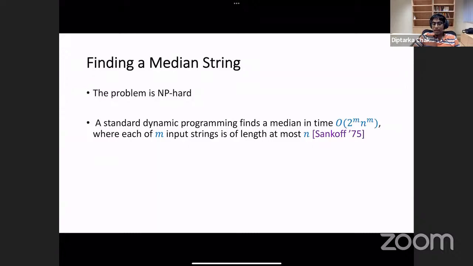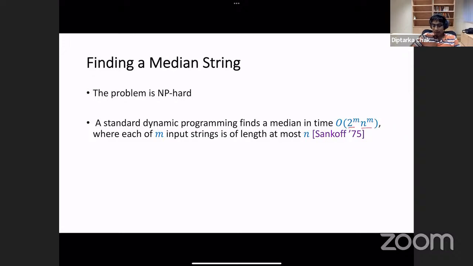But there is a dynamic programming algorithm, which is essentially an extension of the dynamic programming algorithm that we have learned, which computes the edit distance between two strings. One can extend that dynamic programming algorithm and get a median string algorithm. But the running time is now exponential. Essentially, the running time is 2 to the m times n to the m, where m is the number of input strings, and each input string is of length n.